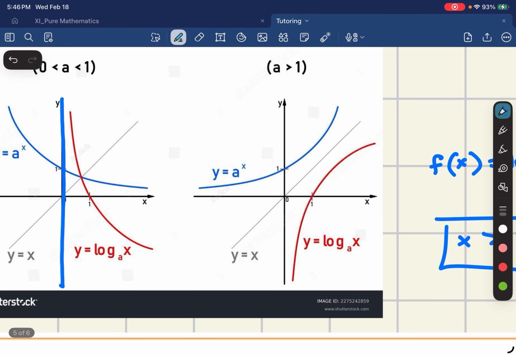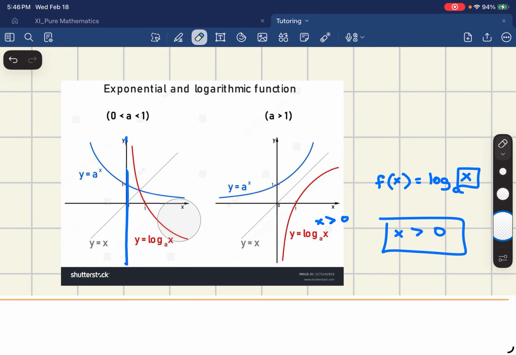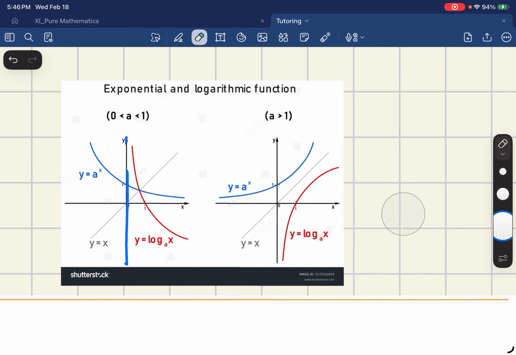This is very obvious when you look at the graph. This is the y-axis, x equals 0. The log function, this one, is only defined if x is greater than 0. And same here, it's only defined for x greater than 0. So that is something you want to keep in mind. If it's 0 or less, then the logarithm of that is not defined.